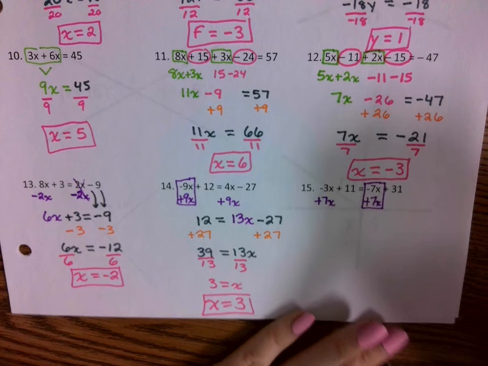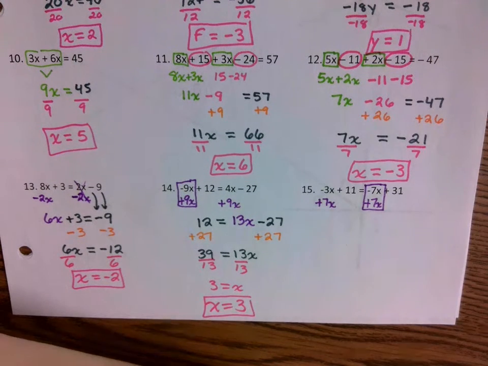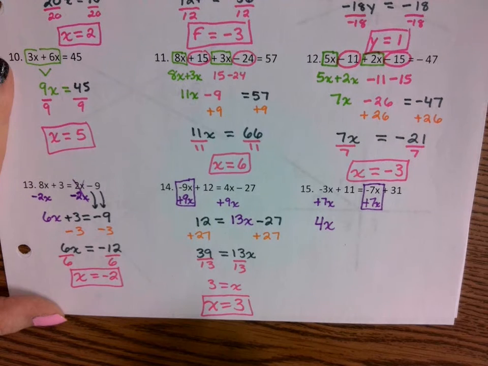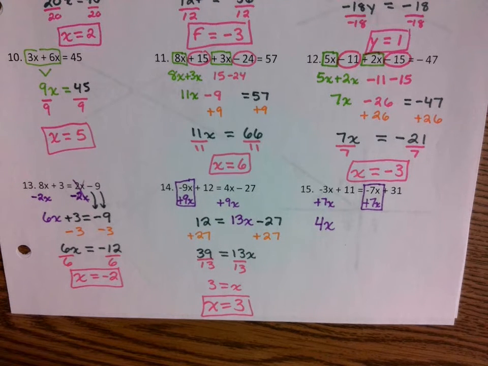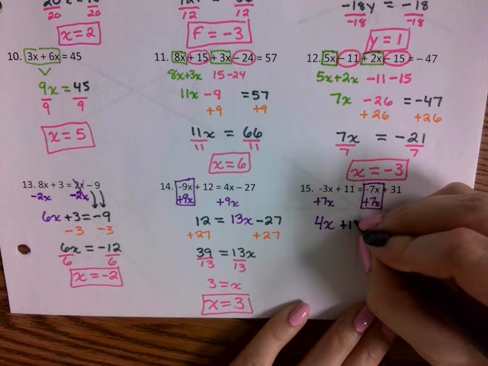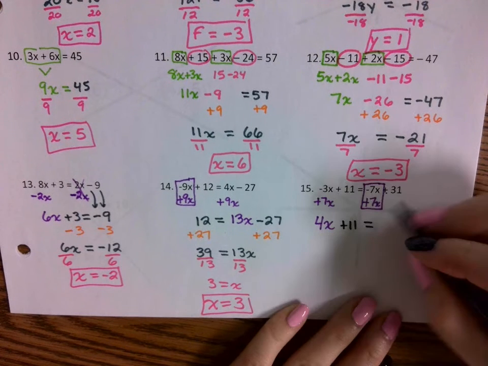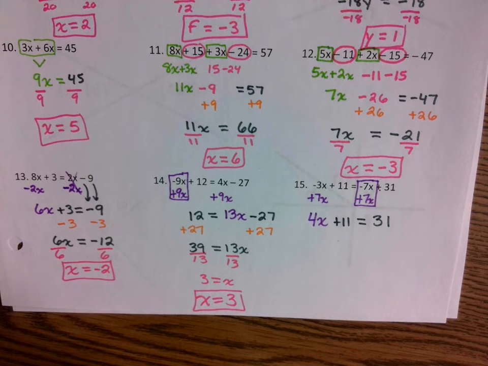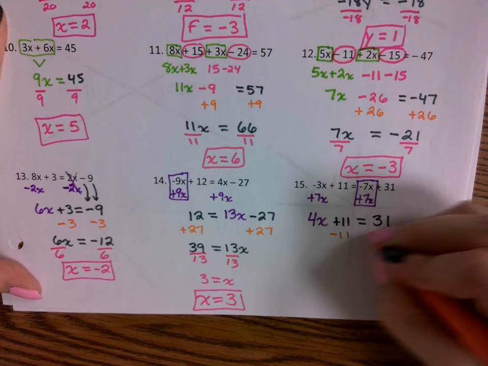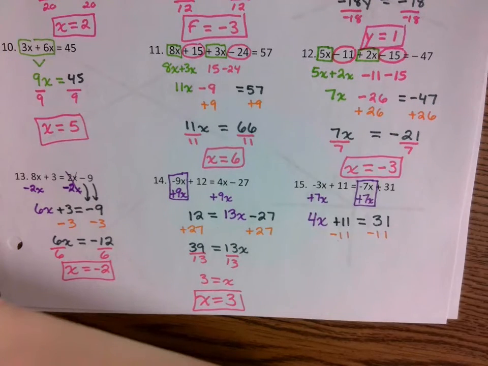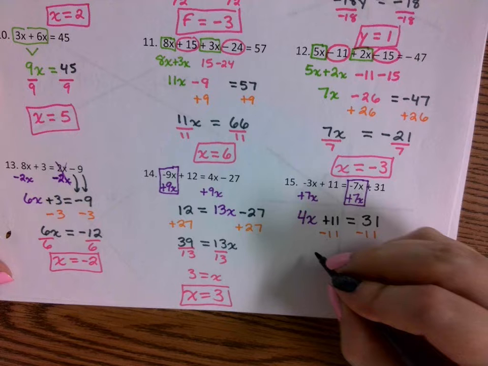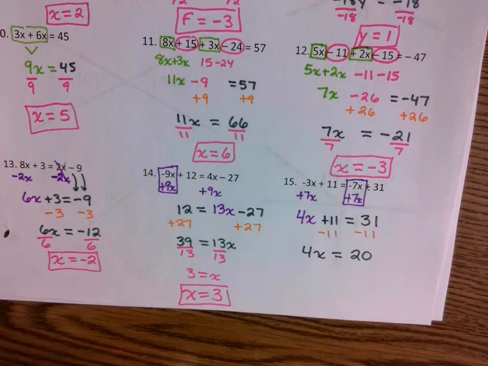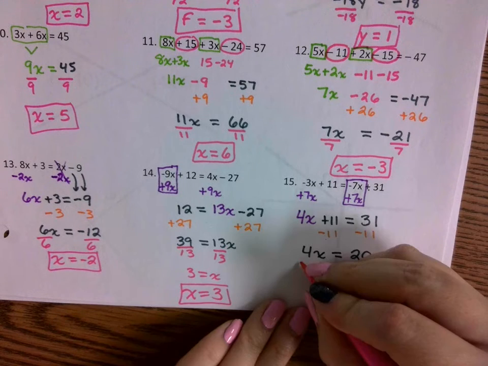Negative 3x plus 7x is going to give us 4x, becomes a positive. Everything else stays the same. We still have that plus 11, and it's equal to a positive 31. That plus 31 is a positive 31. We would then subtract 11 from both sides. That's going to leave us with 4x is now equal to 20. And the last step is to divide both sides by 4. You'll get x is equal to 5.